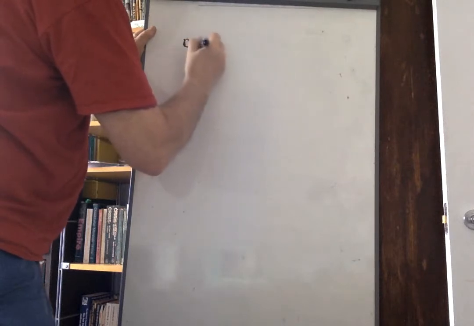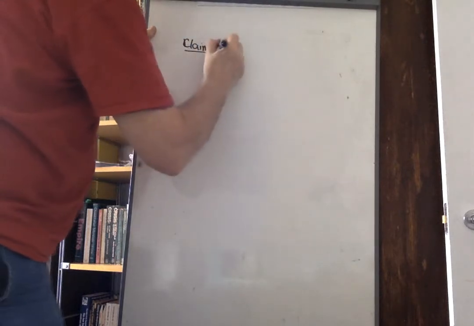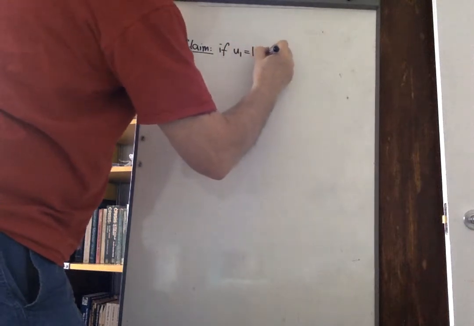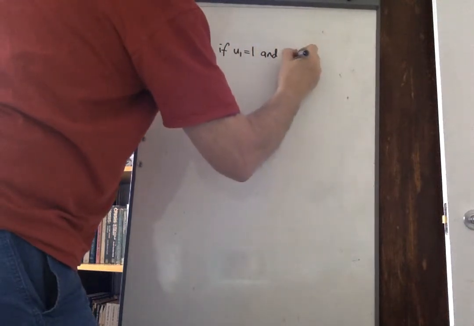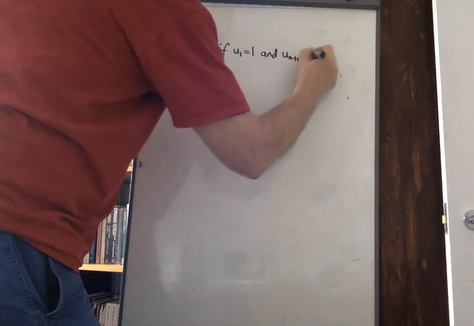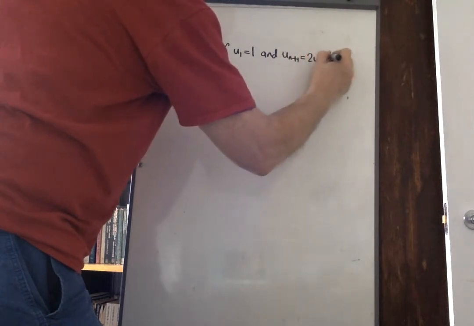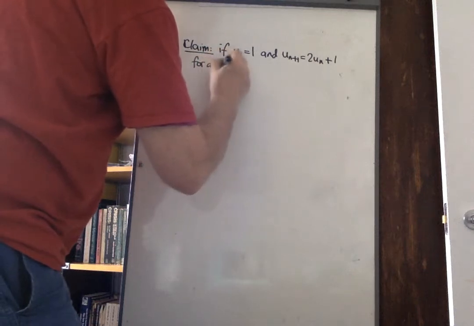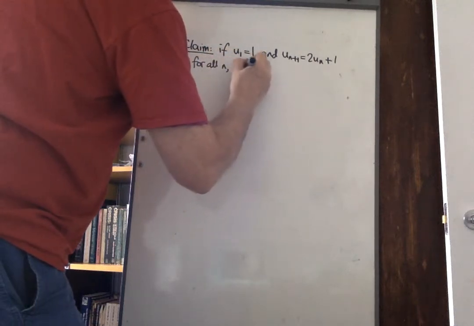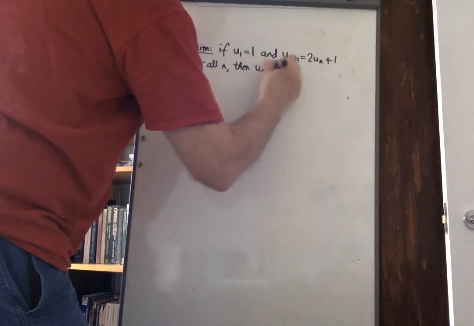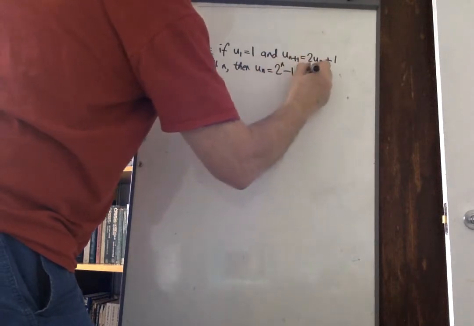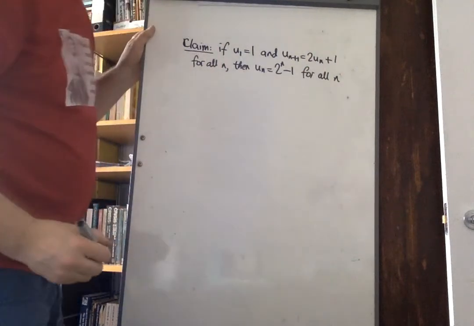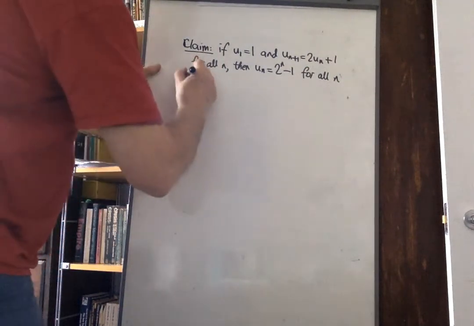We've got a claim, which is that if u1 equals 1 and u(n+1) is 2u(n) plus 1 for all n, then u(n) is 2 to the n minus 1 for all n. We are going to prove this by induction.